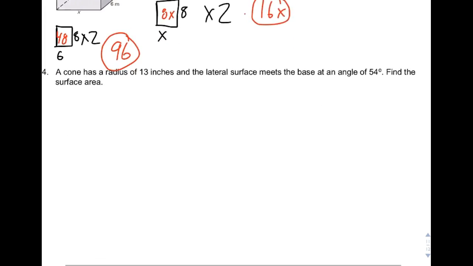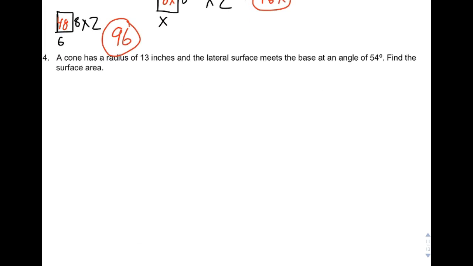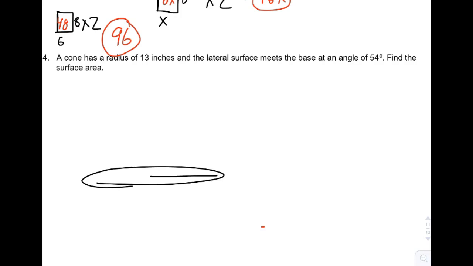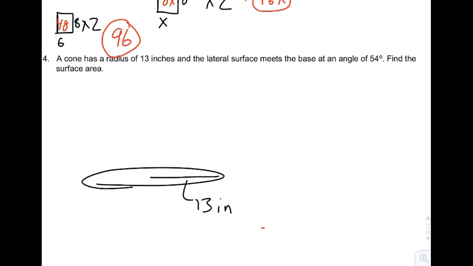All right, the last question, I'll draw a picture with you and I'll have you solve this last little bit. We've got a cone with a radius of 13 inches. So I've got a cone, 13 inches. The lateral surface meets the base at an angle of 54. So we've got a vertex up at the top, and this angle right here is 54 degrees. We need to try to find the surface area. Well, we've got a right triangle here. This is a 90-degree angle.